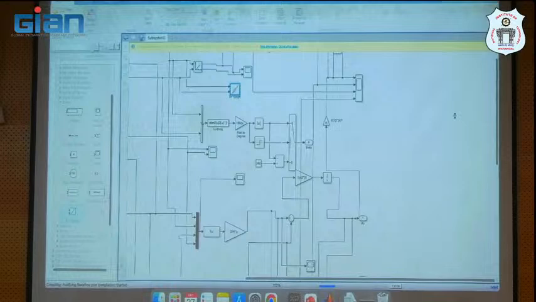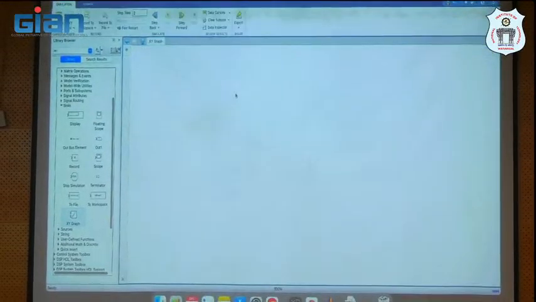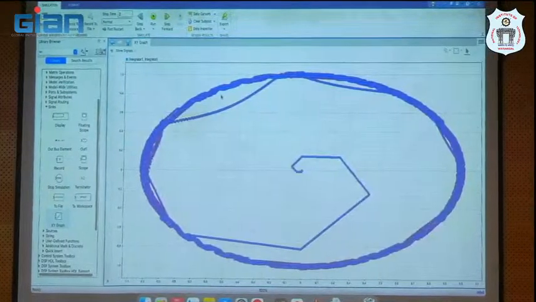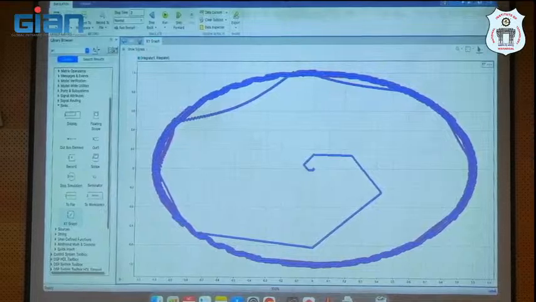Observe carefully what is the nature of air gap flux, magnetizing flux. Forget about the transient condition. Under steady state condition, what is the nature of magnetizing flux? It is not an ellipse. The scale is different. Don't think it is an ellipse.